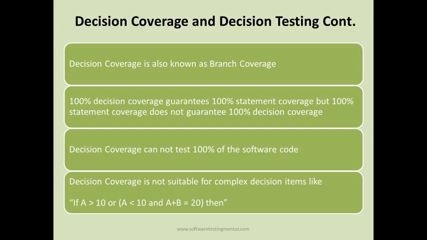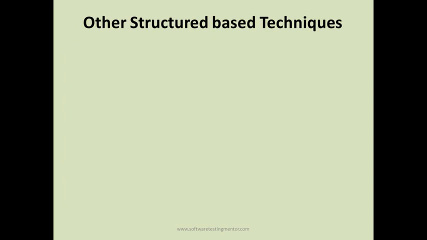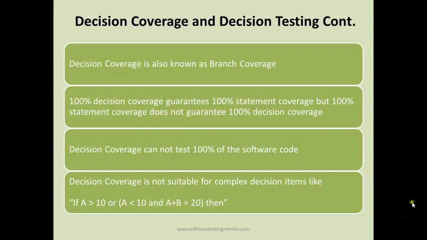Decision coverage is not suitable for complex decision items. For example, take the statement: if a is greater than b, or a is less than 10 and a plus b is equal to 20. It's a complex decision item, and decision testing is not suitable for these kinds of statements. As per the ISTQB syllabus, these are the only two techniques that you need to know in some detail. You should be able to identify test cases based on pseudocode for these two techniques. There are other, more complex structure-based techniques which help identify coverage for complex decision items like this.